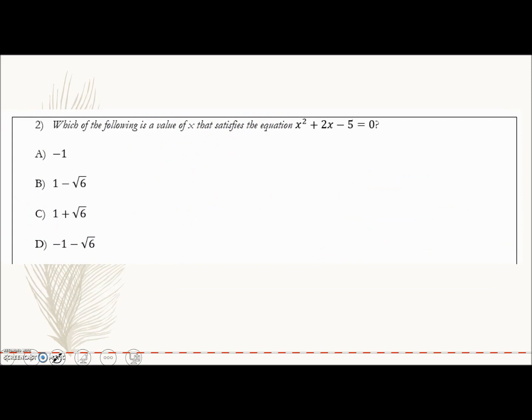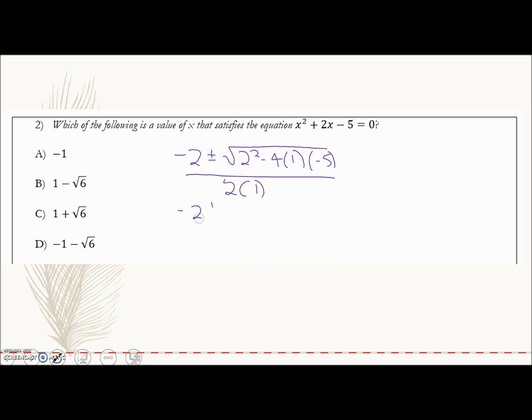All right, the second one, which of the following is a value of x that satisfies the equation x squared plus 2x minus 5? So you could try method 1 or method 2. However, whenever I see a radical in these answers, automatically just go to the quadratic formula, because you're probably going to have to use it, and you might as well not waste your time trying the other methods. So I do -b, -2, plus or minus the square root of b squared, minus 4a, which is 1, c, which is -5, all over 2a.